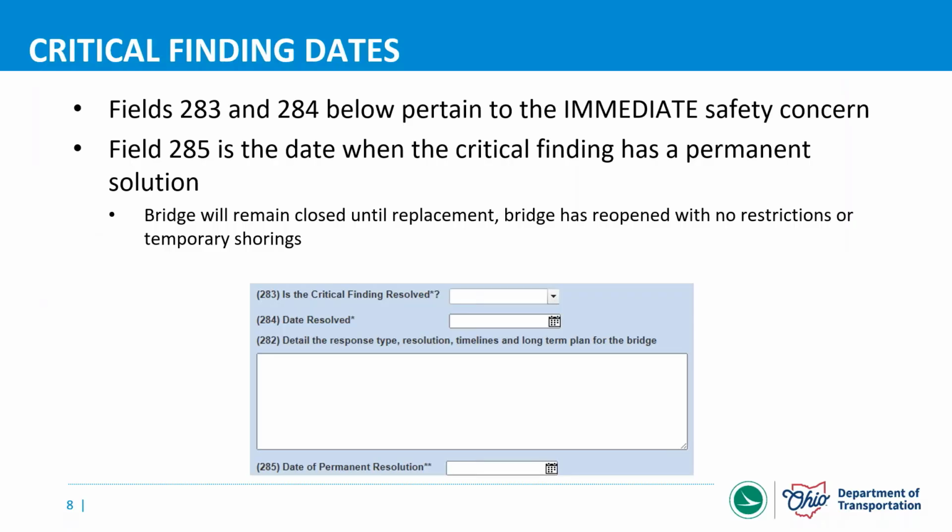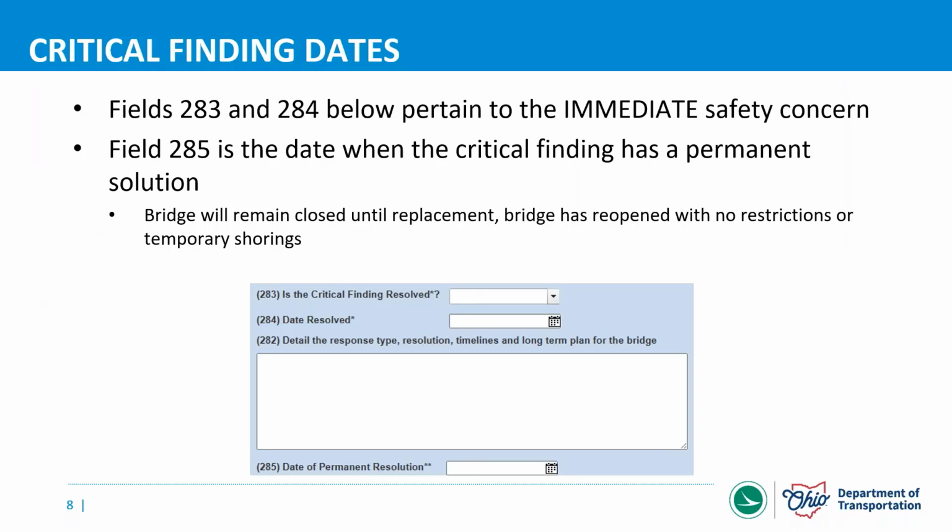Like I have in that last bullet point: remain closed until replacement, or it is reopened with no restrictions or temporary shoring. So if a beam gets hit and we're going to heat straighten it or put a splice in and repair that beam, once that beam is repaired and the bridge is open with no restrictions again, that's your date of permanent resolution. So again, 284: when was that immediate safety concern taken care of? Most of the time that is either the day or the days following immediately when a critical finding is identified.